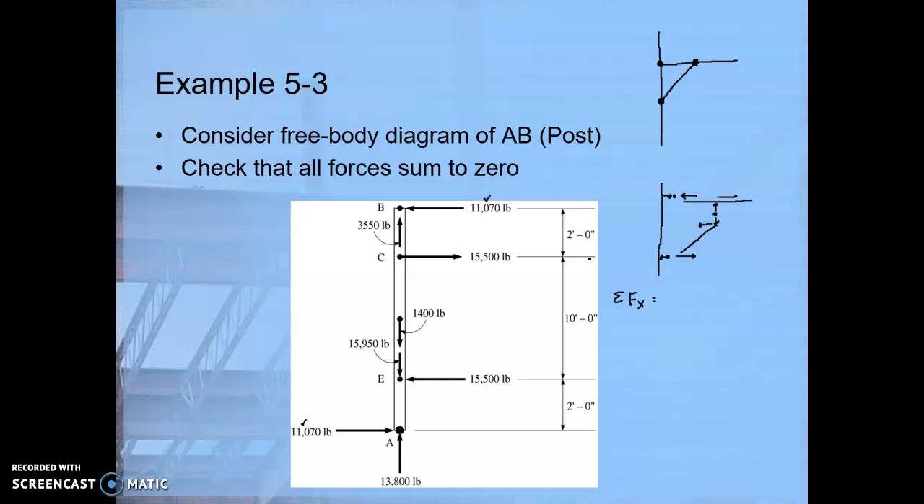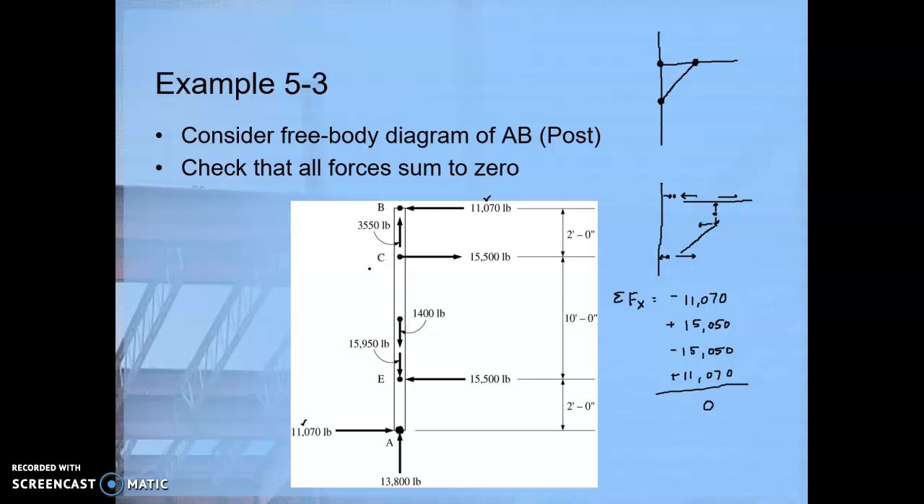So if we sum our forces in the x direction, we should find that we have, starting from the top, working our way down, negative 11,070, positive 15,500, negative 15,500, and positive 11,070. Add that all up and we get 0, which is exactly as it should be. Okay, so these four horizontal forces all cancel each other out. That is confirmation that our analysis of the boom and the brace were accurate.